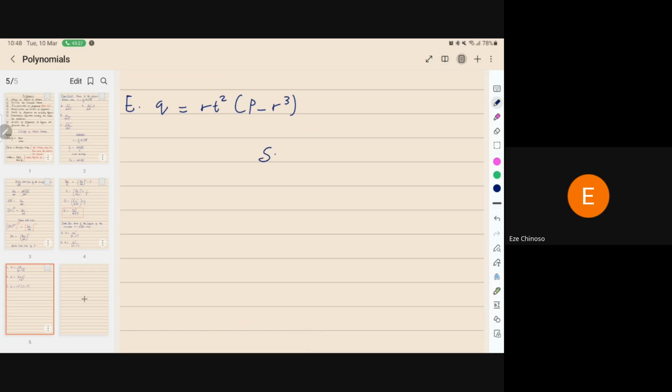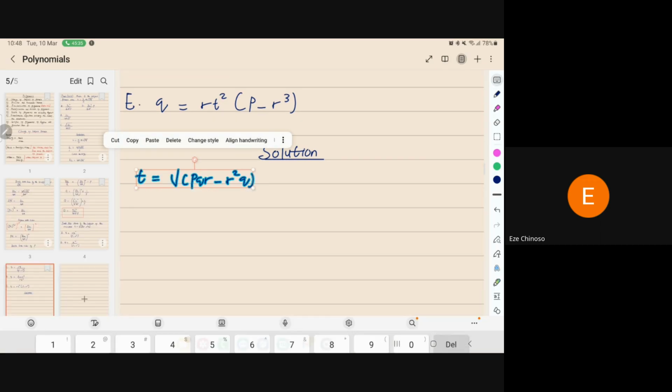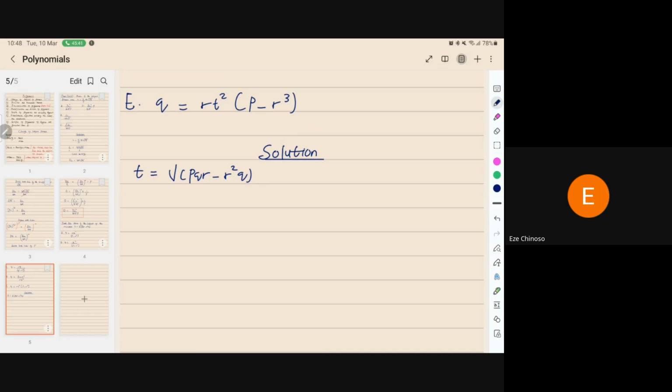So let's have our solution right here, and let's see what happens. Now I'm going to copy this and paste it right here. So what will I do? First of all, let's rewrite this in a way that we understand it better. So this is T is equal to, it should be all squared at this point. So everything should be squared. I think that's what the question is trying to say. Then we have PQR minus R squared Q.